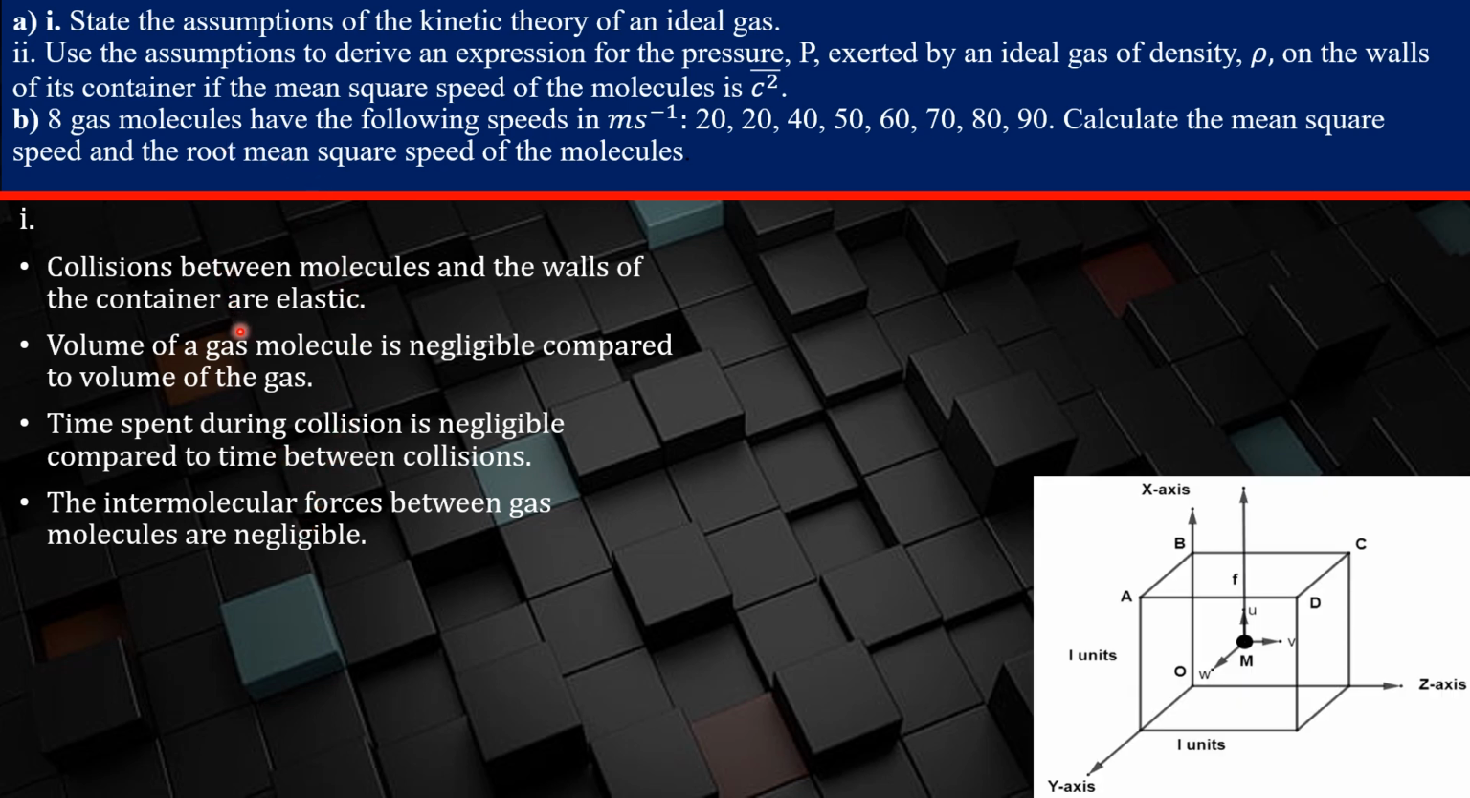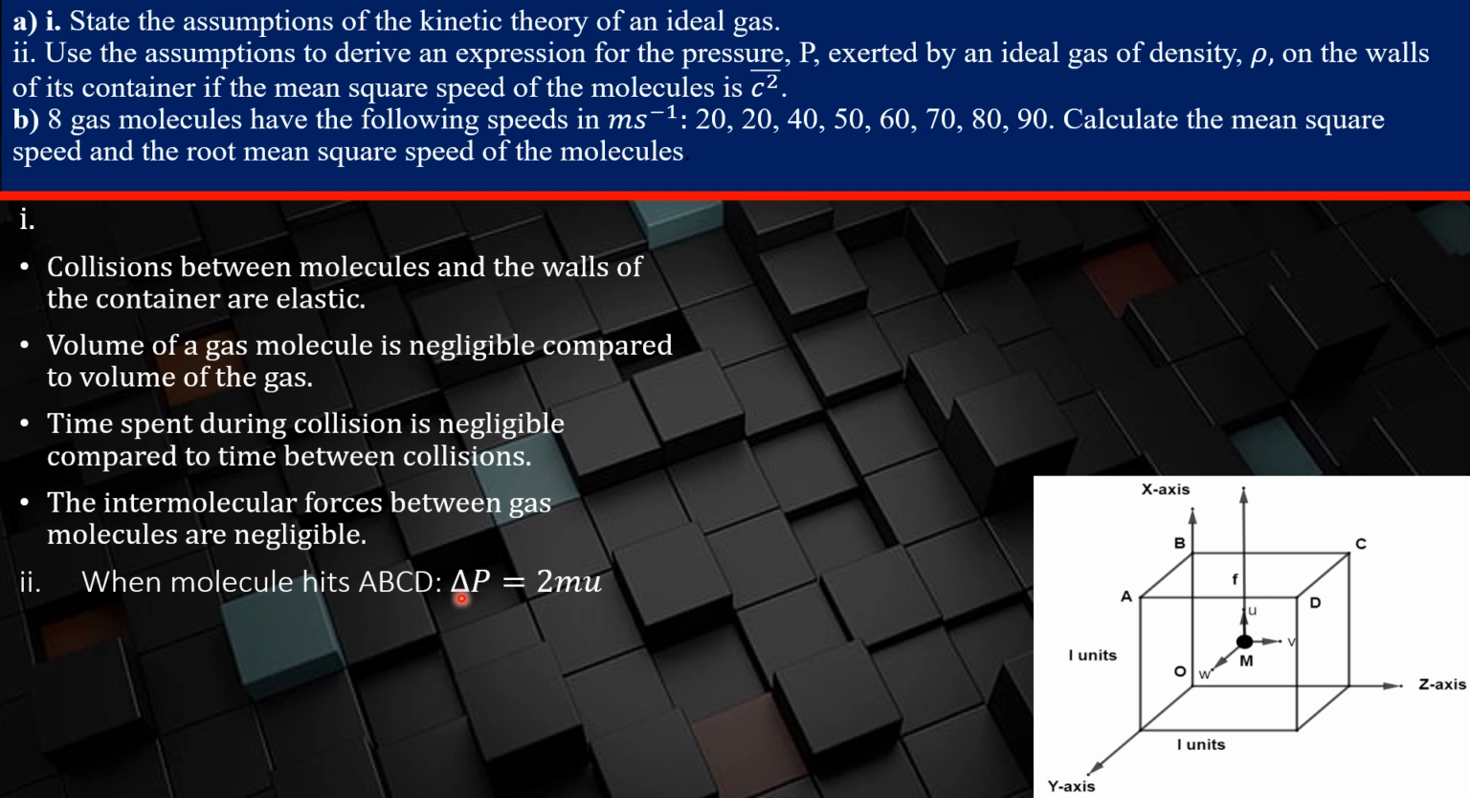So we want to use the assumptions to derive an expression for the pressure P exerted by an ideal gas of density rho on the walls of its container if the mean square speed of the molecule is c bar squared. Okay, so this is our container right here. This is a molecule. It has components of velocity in the y, x, and z direction. Okay, so let's do some work.